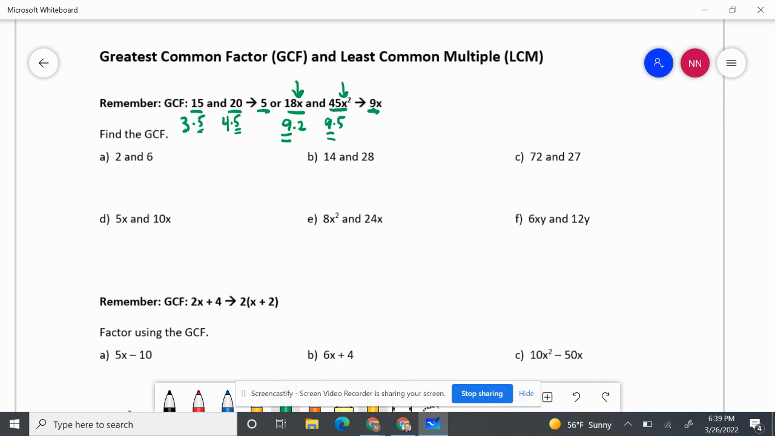So looking at letter A, 2 and 6, they both have a 2 in common. That would be the greatest common factor. For letter D, 5x and 10x, they both have a 5 in common, and they both have an x in common. So it would be 5x.